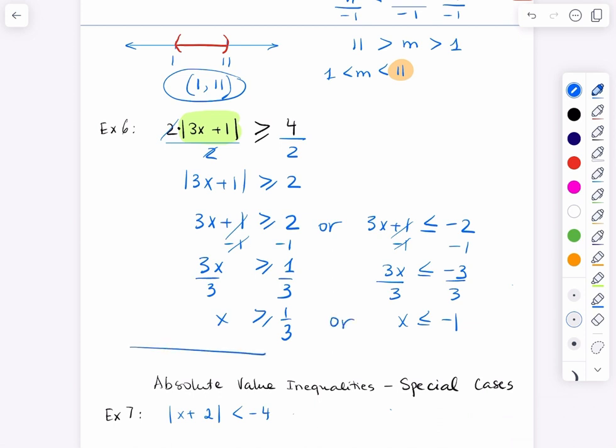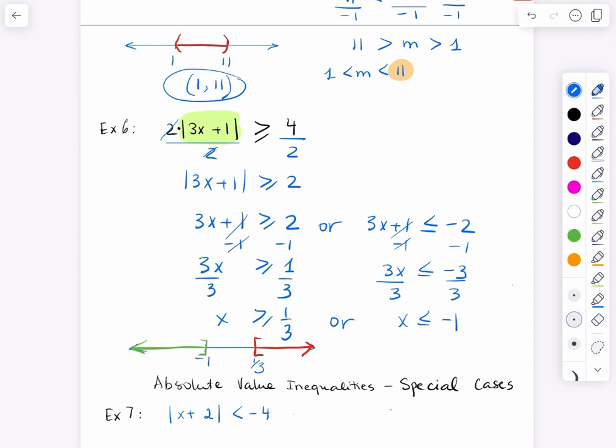Now let's graph the solution. So we should have negative 1 on the left, 1/3 on the right. x is greater than or equal to 1/3, so we're looking at this section right here with a bracket. Then x is less than or equal to negative 1. We're looking at this section on the left here, with a bracket on negative 1.